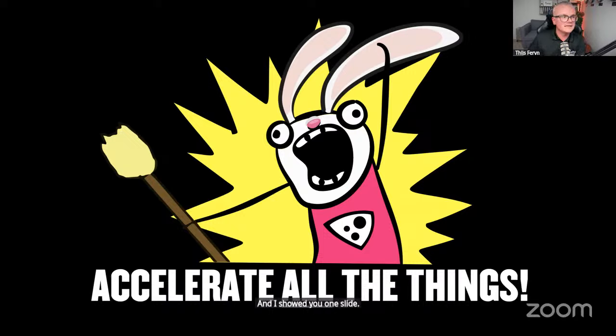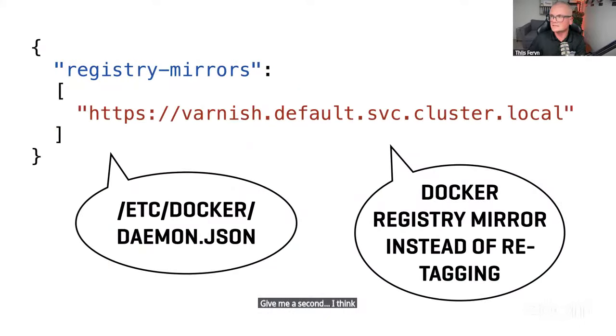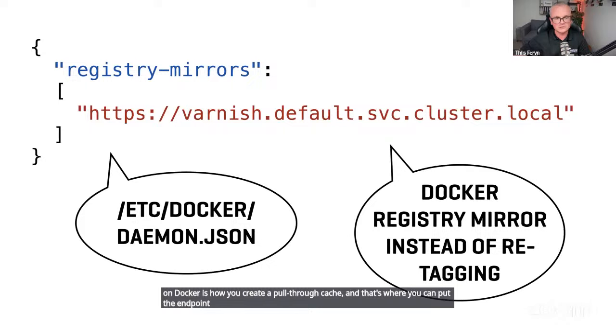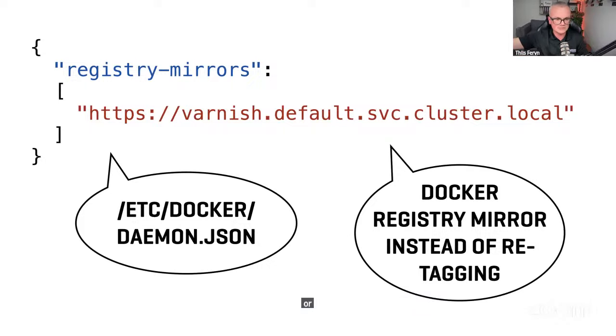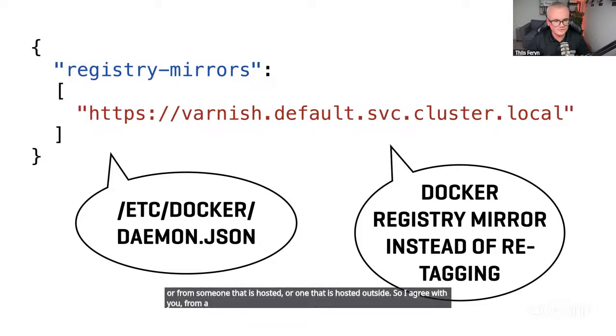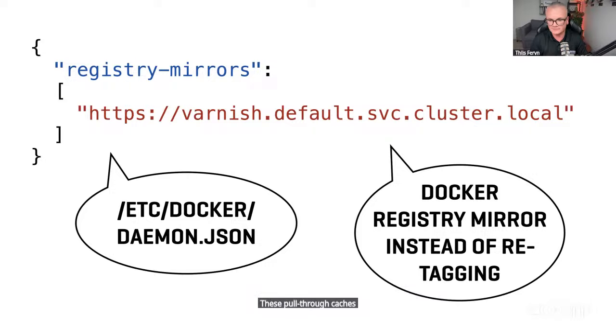Let's see if I can dig it up again. It's somewhere in the list. It's not too far off. Give me a second. I think this is the one, right? Registry mirrors on Docker is how you create a pull-through cache, and that's where you can put the endpoint, either the in-cluster one or one that is hosted outside. So I agree with you. From a simplicity point of view and from a workflow point of view, these pull-through caches are a better idea. But if retagging is not a problem, retagging is simple.